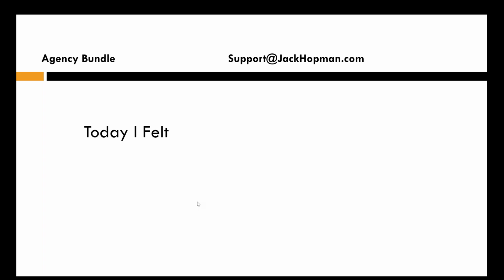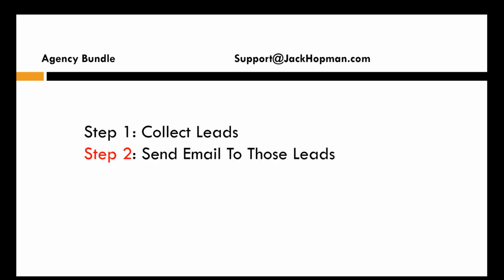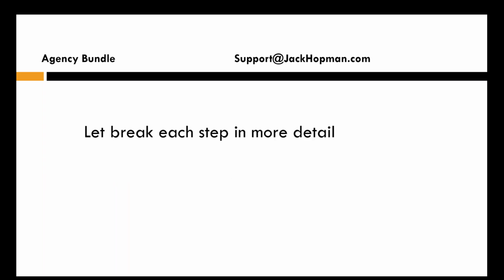So today I felt it is time to explain the three simple steps of the agency bundle. Step number one is collect leads. Step number two is send email to those leads. And step number three is create the website. So it's only three steps. Step number one is collect the leads. You have access to 30,000 leads each month. Okay. Then you export them to Sendeagle to email the leads, and you create the website which you just sold. So let's break down each step in more detail.